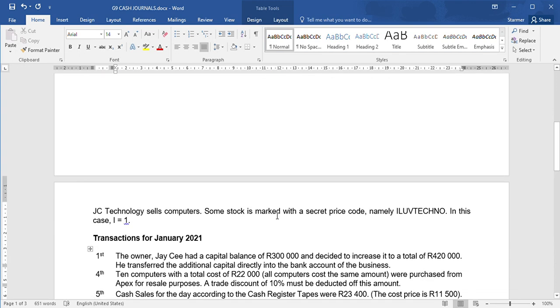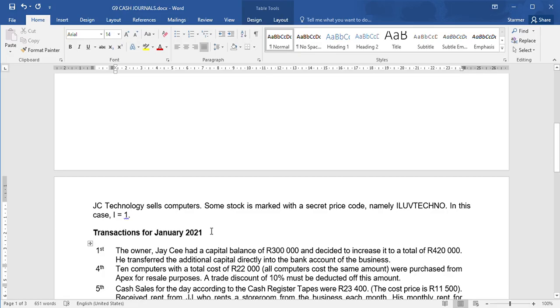Alright, the worked example now. They tell you that JC Technology sells computers, so the computers are their trading stock. And then some stock is marked with a secret price code, namely I love techno, in this case I equals 1. Secret price codes are used where it's difficult to put barcodes onto items. So in other words, for things like furniture, computers, and so on, it's much easier to work with a secret price code than to actually put barcodes onto those items. Alright, and I will cover that when I go through an example on that.